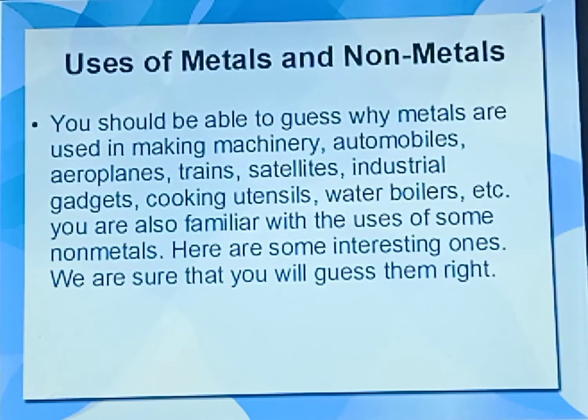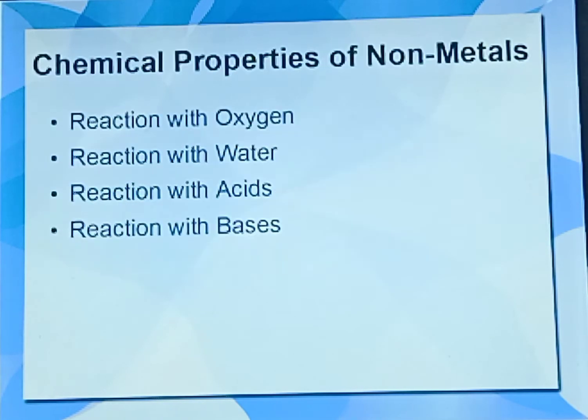So now we come to the uses of metals and non-metals, and you should be able to guess why metals are used in making machinery, automobiles, airplanes, trains, satellites, industrial gadgets, cooking utensils, water boilers, etc. And you are also familiar with the uses of some non-metals, and here are some interesting ones. We're sure that you will guess them right. Yes. So here are some of the uses of known metals and non-metals. So let us start.